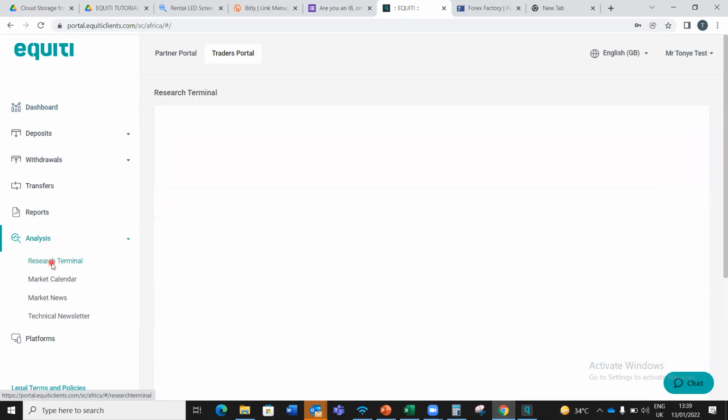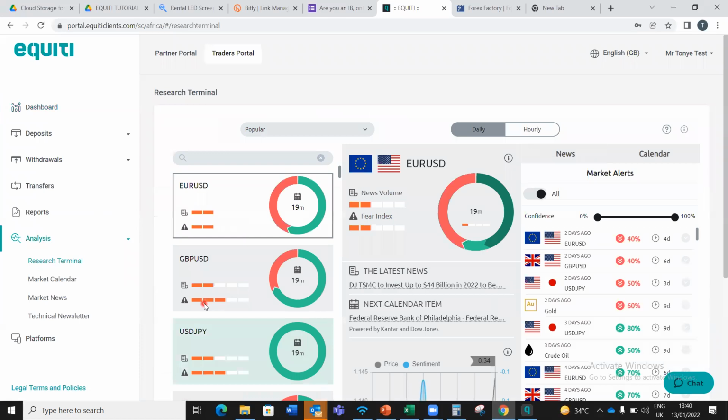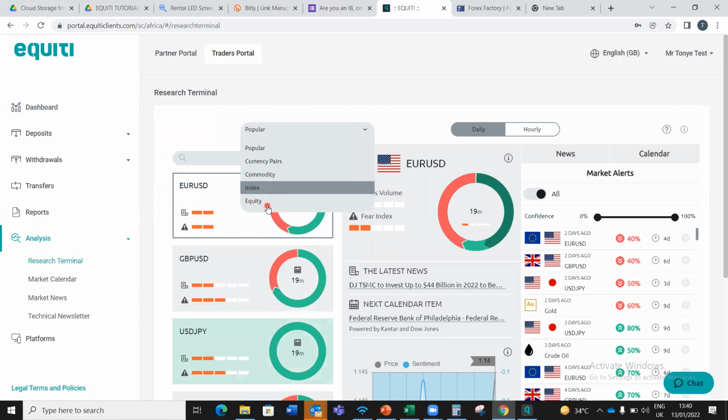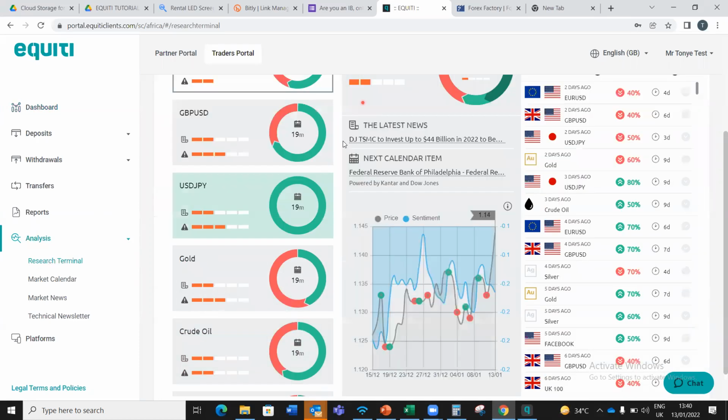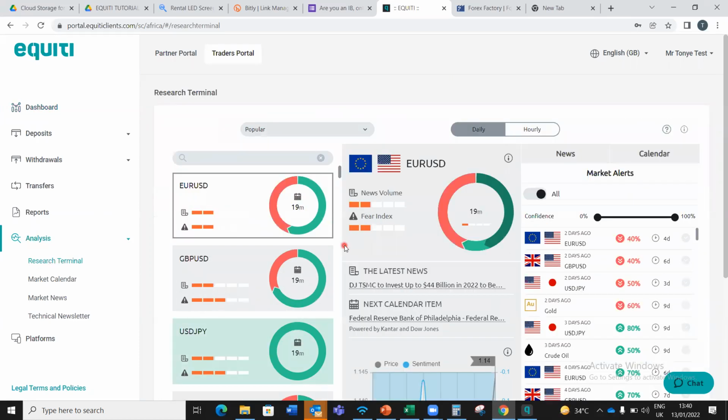In the research terminal is where you get trade sentiments from around the globe, for every instrument that you want to trade: currencies, commodities, indices, equities. You're going to find the sentiment. What are other traders around the world saying about a particular instrument? You can find that on the research terminal.